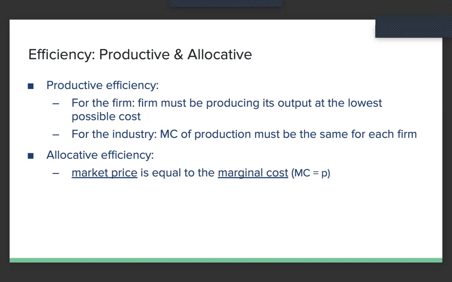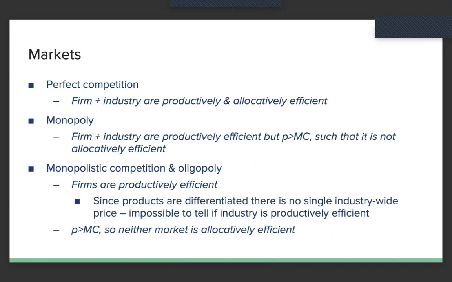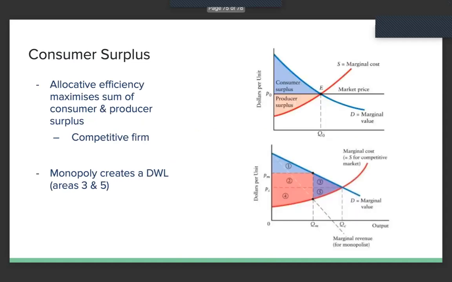For the industry, that means that the marginal cost of production must be the same for each firm. So each firm should be facing the same marginal cost structure, so the same supply curve. And allocative efficiency is when market price is equal to the marginal cost, and we'll see why that's the case graphically. This is just whether a particular type of market is productively and allocatively efficient or not.